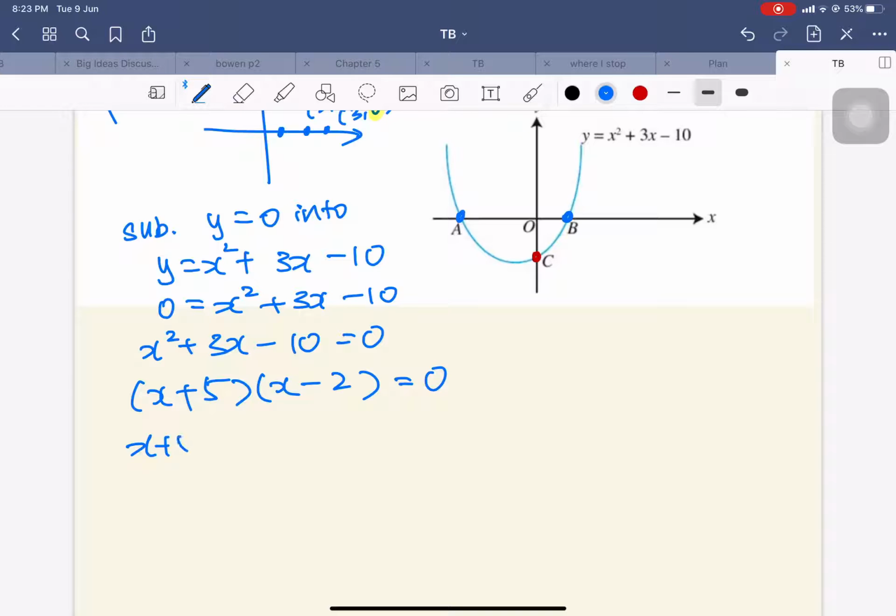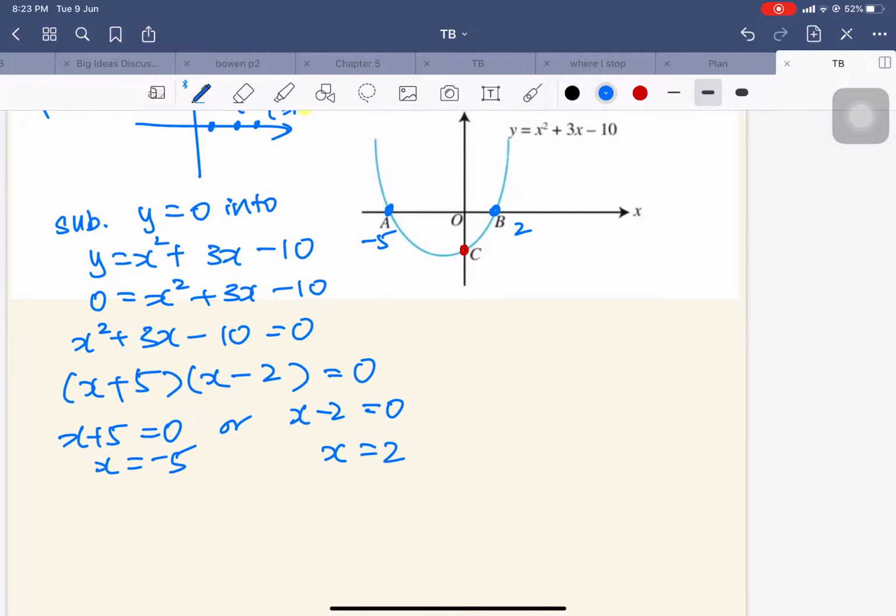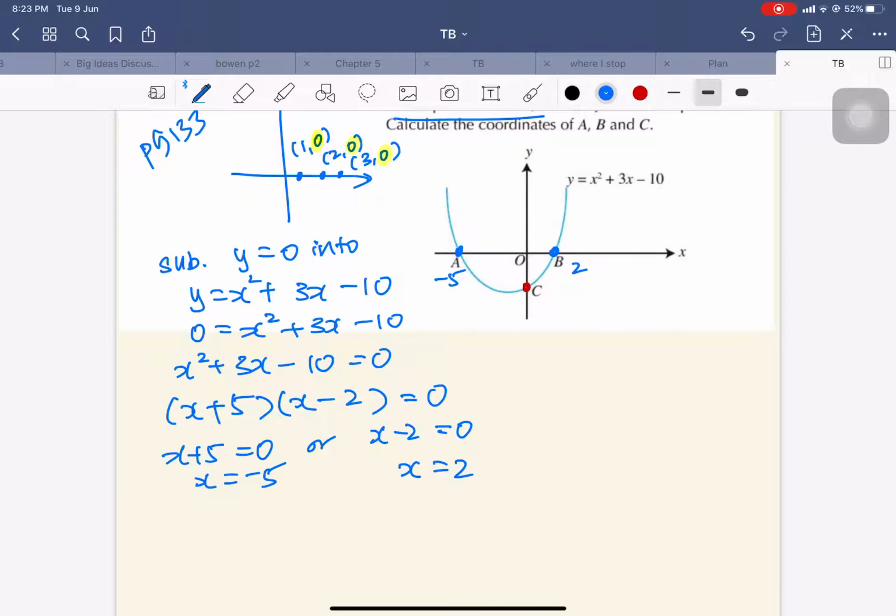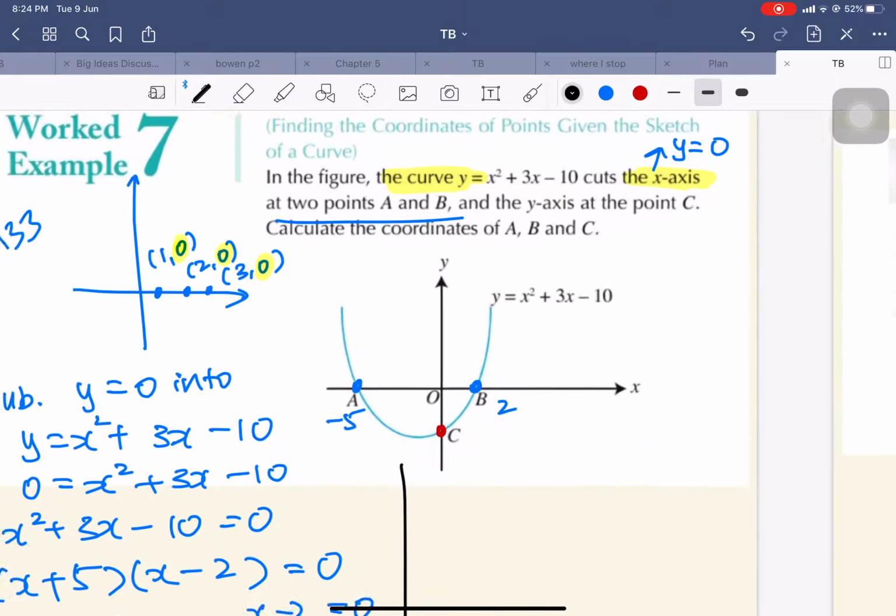Okay, so x plus 5 is 0, or x minus 2 is 0. Okay, so you find that the two values of x are 2 and negative 5. Okay, but however, you're supposed to write the coordinate, right? I'll write it here. So A is (-5, 0). Okay, for coordinates you must put brackets. Now B is (2, 0). Okay, the y coordinate is 0.